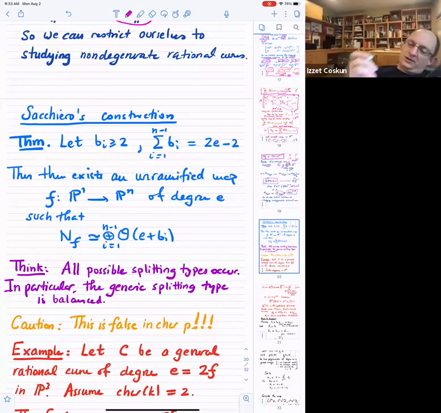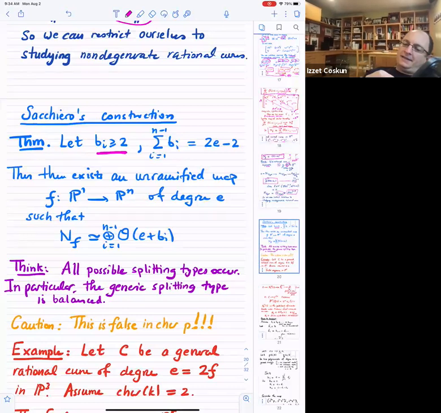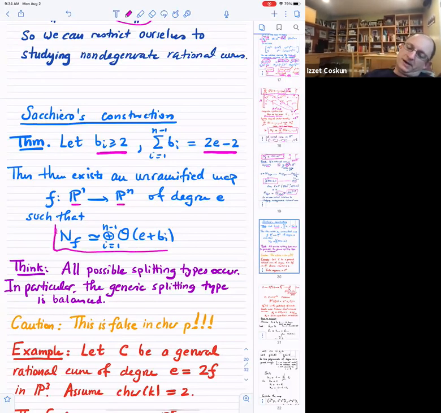And it says the following thing. Suppose that you make the B_i's be at least 2, and then the sum be 2e minus 2. So that's what we needed, right? So that was a necessary condition, so to speak. Then there exists a map from P1 to Pn, unramified, such that the normal bundle is given by this.